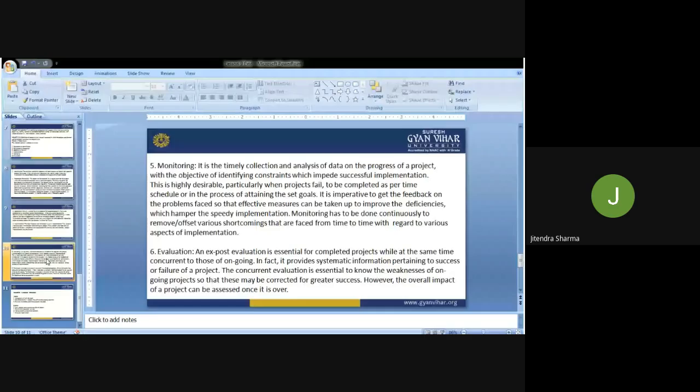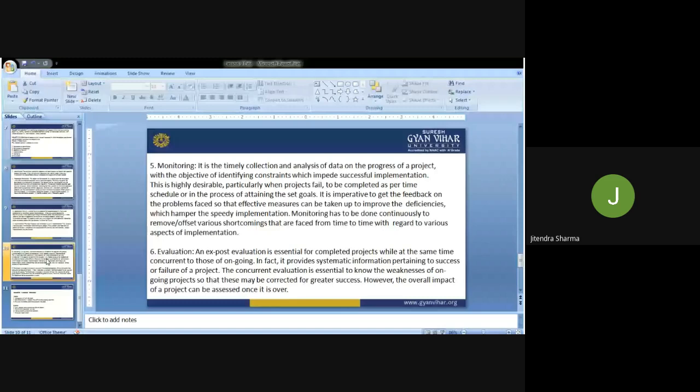So we can assess what problems, hurdles and constraints are coming in front of us during the process of implementation, so that they can be resolved and sorted out on time, and we can speed up our project completion on time. Monitoring has to be done continuously to offset the various shortcomings faced from time to time with regard to this aspect of implementation. That is why monitoring is very important. If we do not do monitoring, then we will definitely be far away from the project achievement.